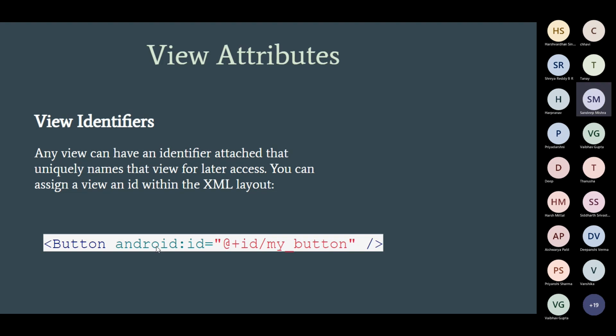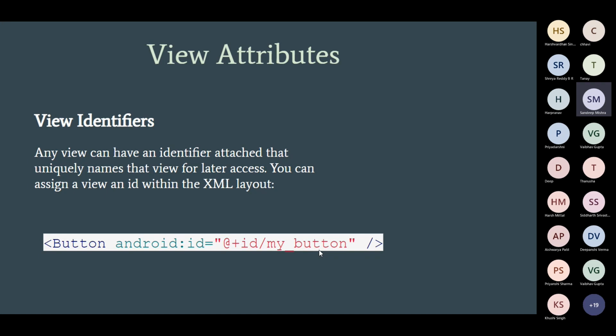Let's suppose you have a button, and it has an ID like ID slash my button. This is the syntax where you write an ID by first writing at the rate plus ID slash and then the ID name. Here my ID name is my button. You will get to know the benefit of writing IDs when you do the programming part in Android. Like you can change your photo by just clicking on one button, or you can fill the form by clicking on a button which has some ID. So you will get to know about this in later stages.